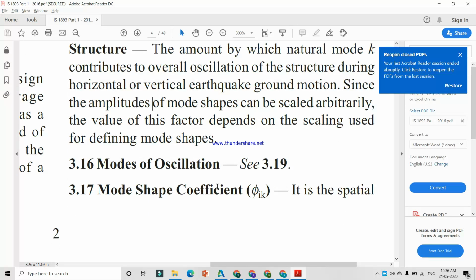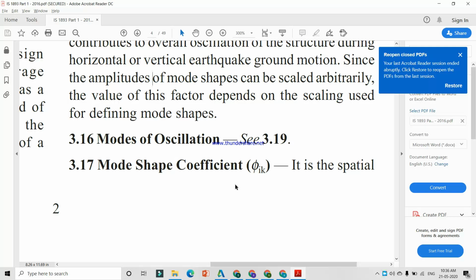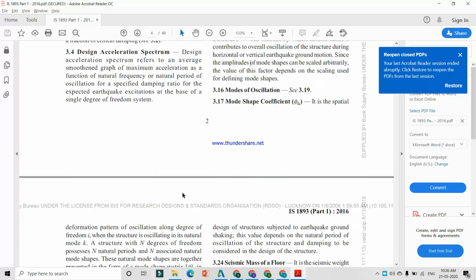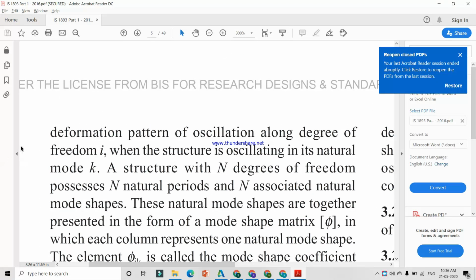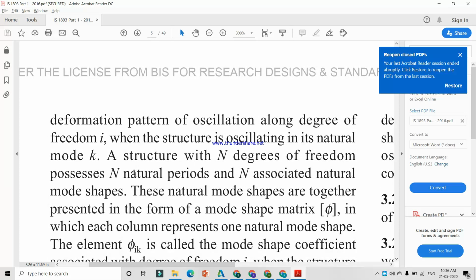Then next is the mode shape coefficient. Mode shape coefficient generally occurs when the vibration occurs. It is generally defined as oscillation along the degrees of freedom when the structure is oscillated in its natural mode K, and a structure with n degrees of freedom has n numbers of periods and n numbers of associated natural mode shapes. If there are 5 degrees of freedom, that means 5 mode shapes.